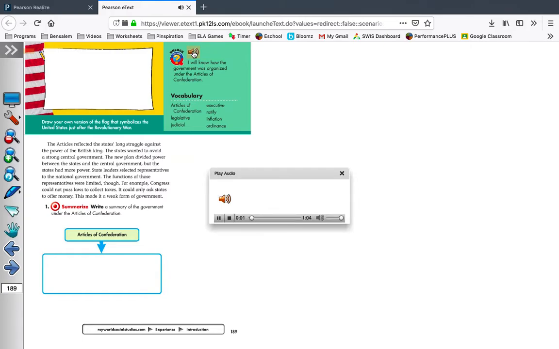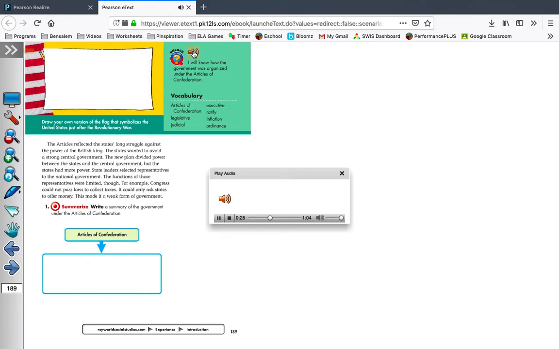I will know how the government was organized under the Articles of Confederation. Vocabulary: Articles of Confederation, legislative, judicial, executive, ratify, inflation, ordinance. Draw your own version of the flag that symbolizes the United States just after the Revolutionary War.